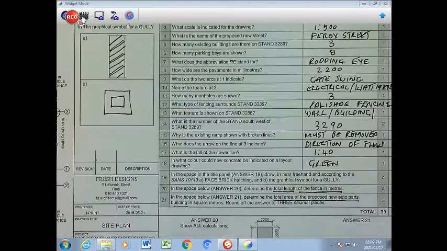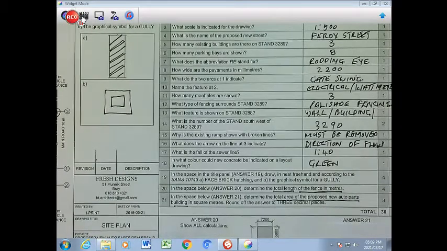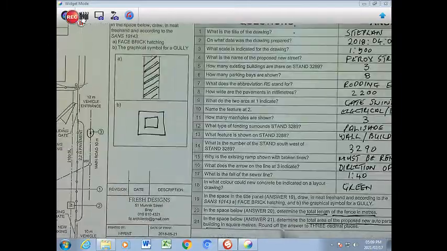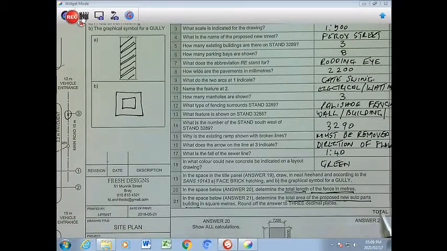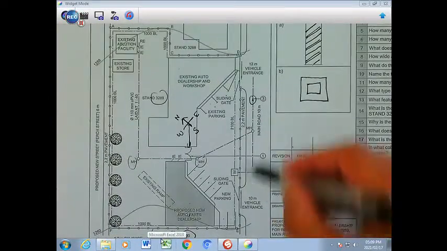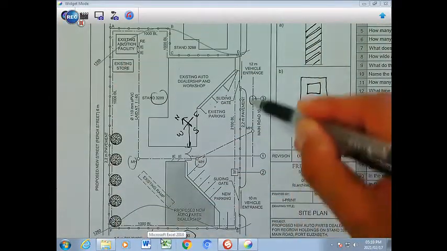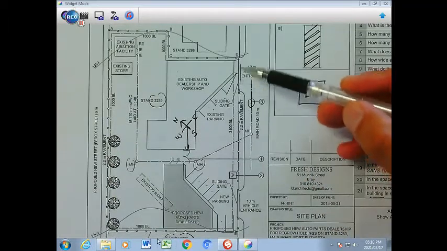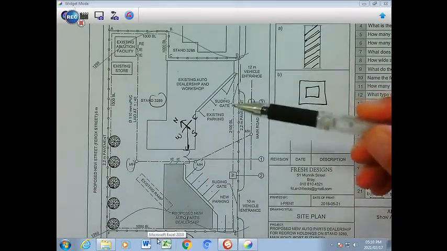Alright, if you look at number 20, which asks for us to determine the total length of the fence in meters, and that would refer to this site plan here and the entire fencing right around, minus the two entrances, because we only want the fencing.